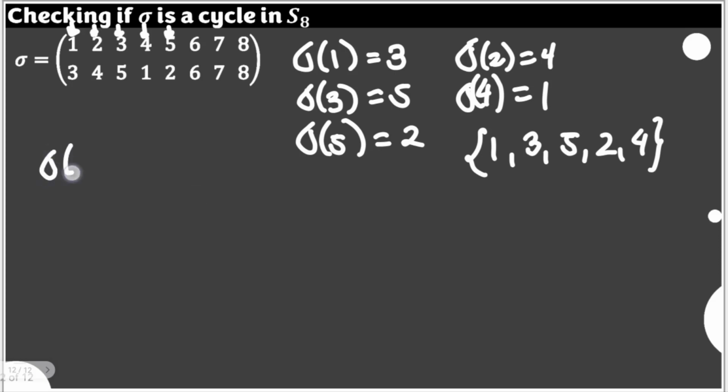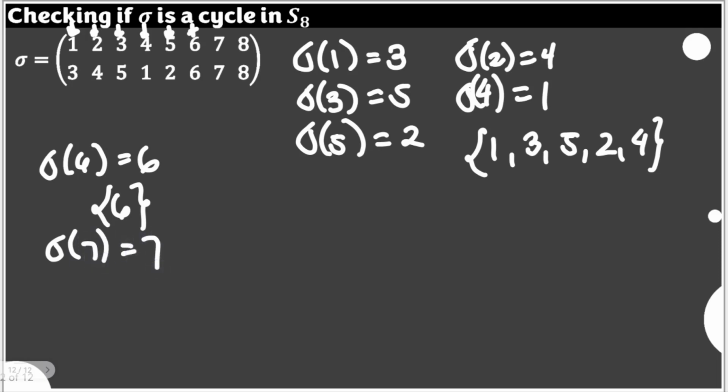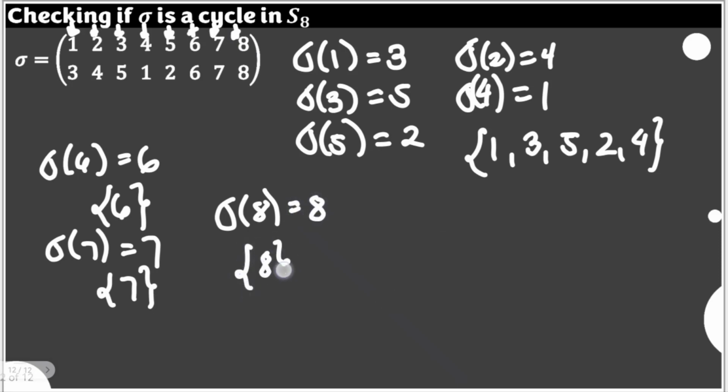Let's have the orbit containing 6. Since 6 is just mapped to 6, the orbit is a set containing 6. This is also true for 7, because 7 is just mapped to 7, and your orbit is a set containing 7. How about for 8? As you can see here, 8 is also being mapped to 8. Therefore, your orbit is a set containing 8.